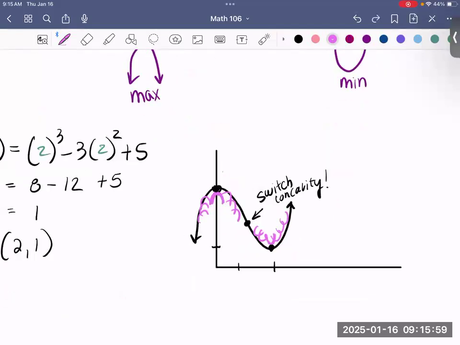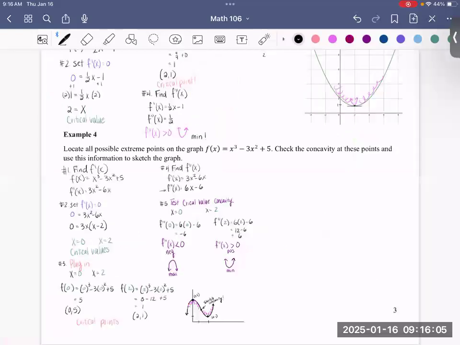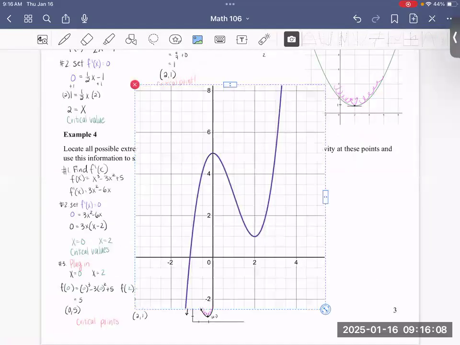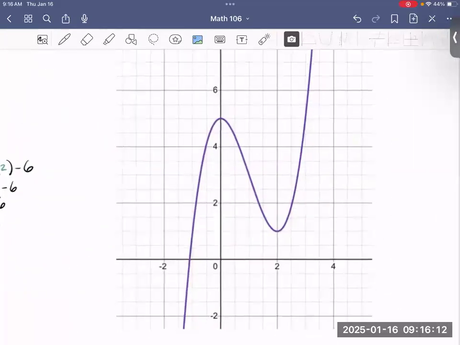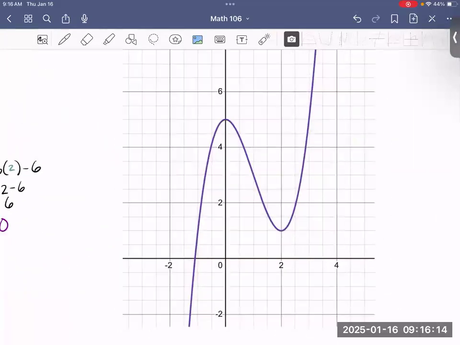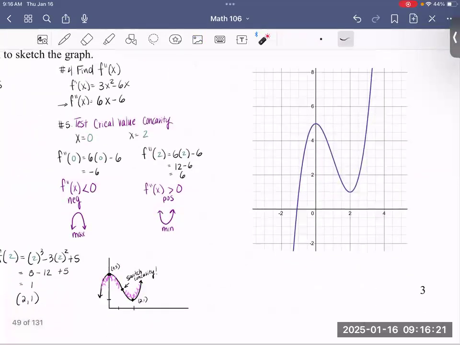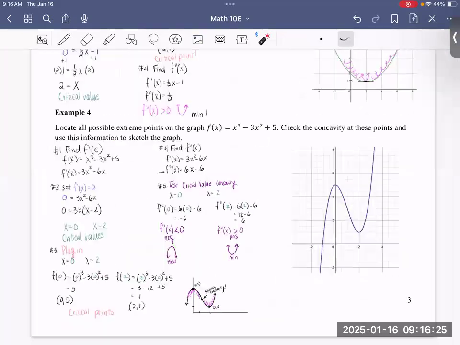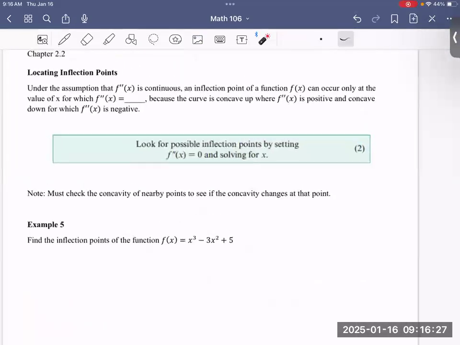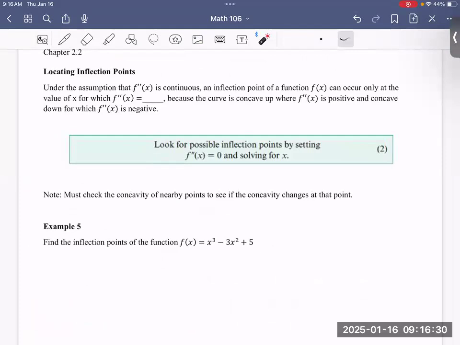This being 0, 5, and this being 2, 1. And if I were to put that on here, right there. So very clear as day, you can see that this is what your graph should look like. Now we are going to determine where it switches concavity, so that inflection point. So locating your inflection point.